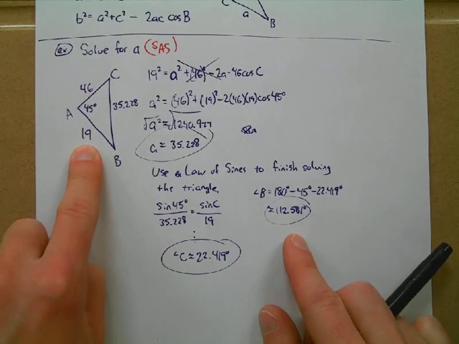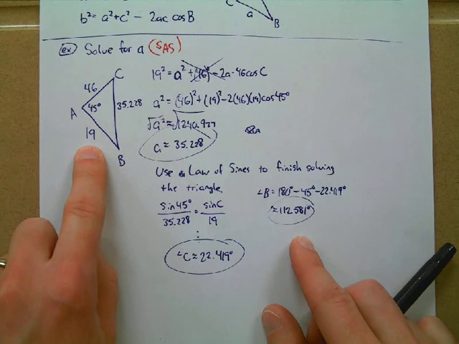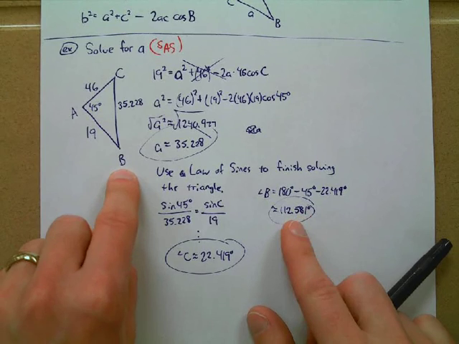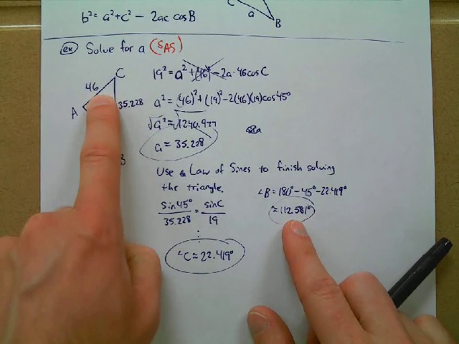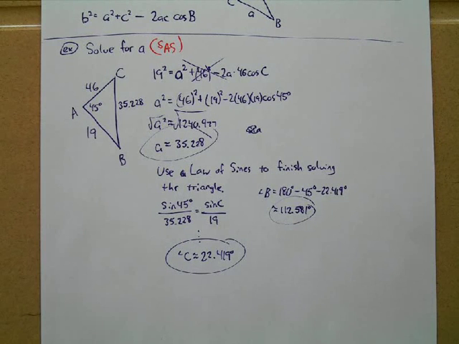Okay. The biggest angle is angle B, right here, which is 112.581, very much not drawn to scale. And then the biggest side is 46, so that makes sense. And then the middle sized angle is 45, and the middle sized side is the 35.228. So it all fits and it works. Okay. So that's an example of using law of cosines with a side angle side situation.